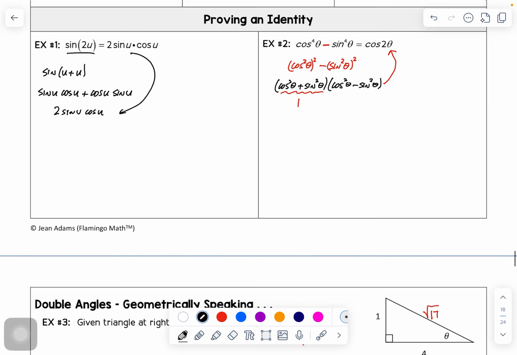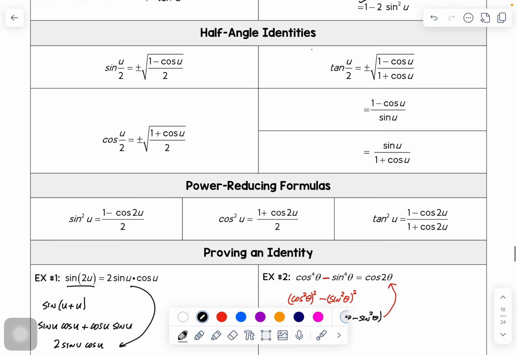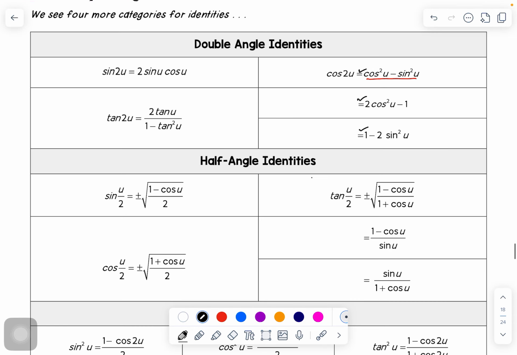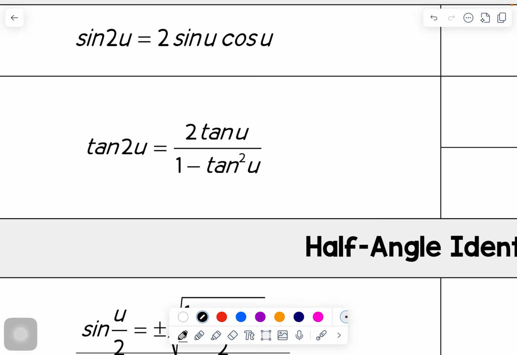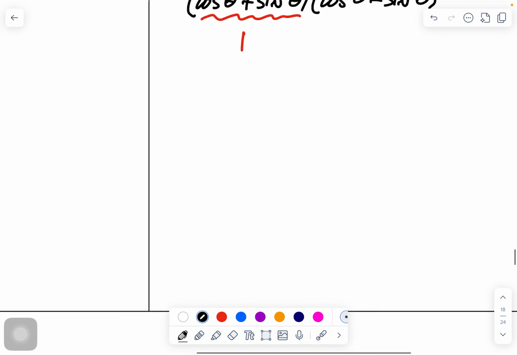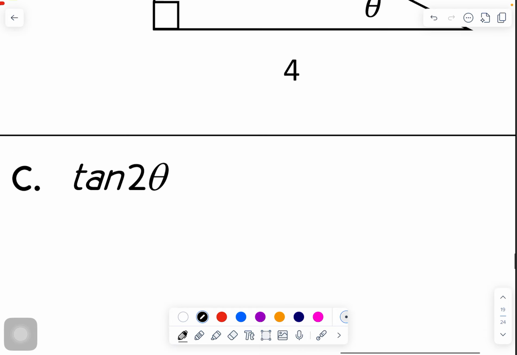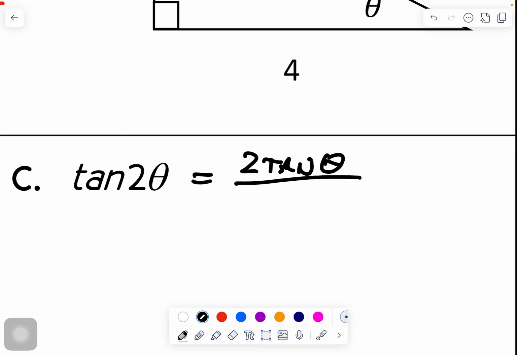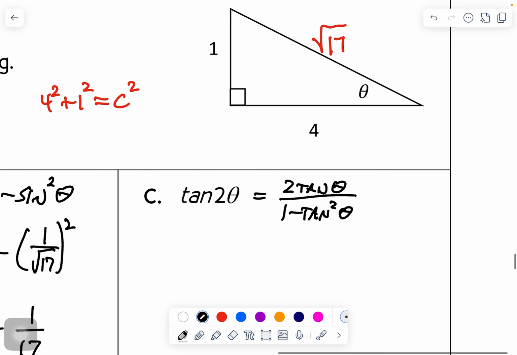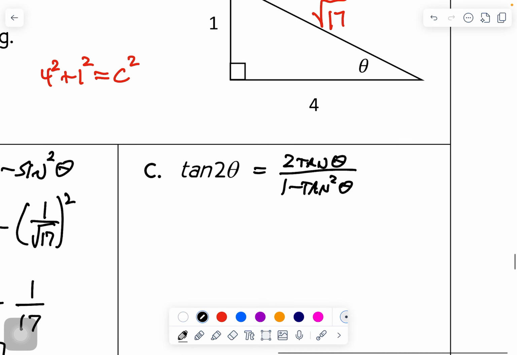Okay, and the last one there is tangent of 2 theta. Go up here to the double angle for tangent. You only get one option, 2 tangent over 1 minus tangent squared. So let's go back down there: 2 tangent over 1 minus tangent squared. And in this case, tangent is going to be 1/4, opposite over adjacent.